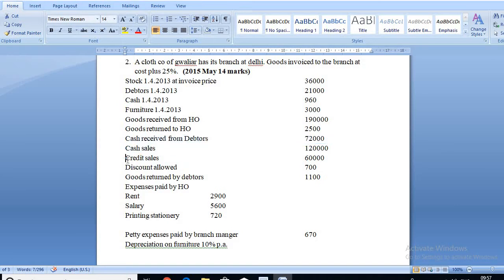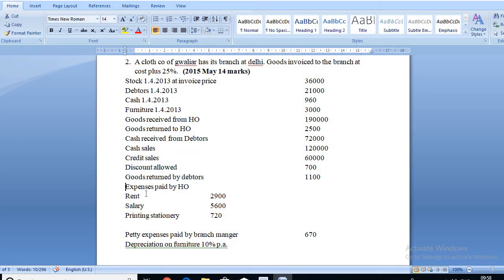The next transaction is credit sales, discount allowed and goods returned by debtors. Here goods returned by debtors is nothing but sales return. So in branch account, we should not take into consideration some items. The first one is credit sales, discount allowed, goods returned by debtors, and one more item, that is bad debts. These four items should not be reported in branch account, but these four items should be reported in debtors account. So ignore these items in branch account.